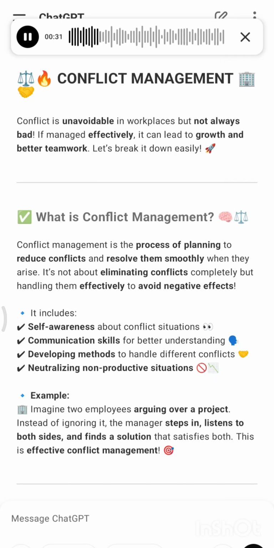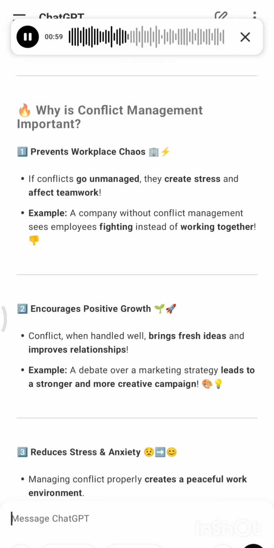It includes self-awareness about conflict situations, communication skills for better understanding, developing methods to handle different conflicts, and neutralizing non-productive situations. Example, imagine two employees arguing over a project. Instead of ignoring it, the manager steps in, listens to both sides, and finds a solution that satisfies both. This is effective conflict management.